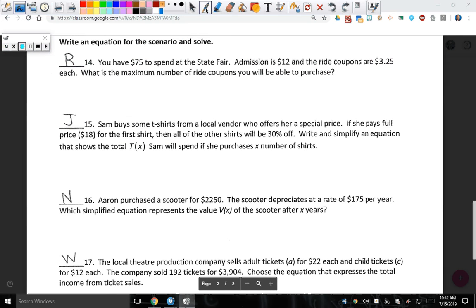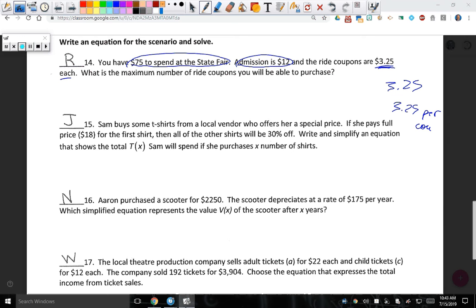Alright, so number 14, it says you have $75 to spend at the state fair. Admission is $12, and the ride coupons are $3.25 each. What I want you thinking is this $3.25 each almost feels like $3.25 per coupon. And in math, when we see this per coupon, it is a form of multiplication. It's almost like looking at 3.25x, or C for coupon.